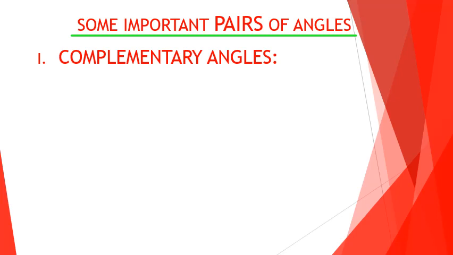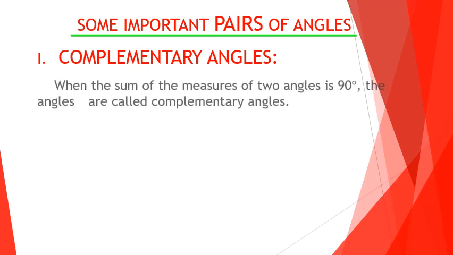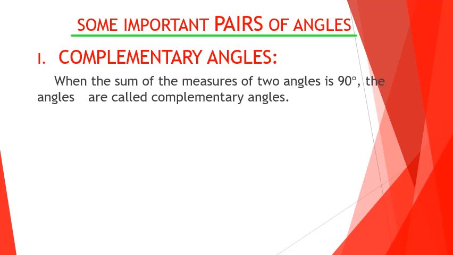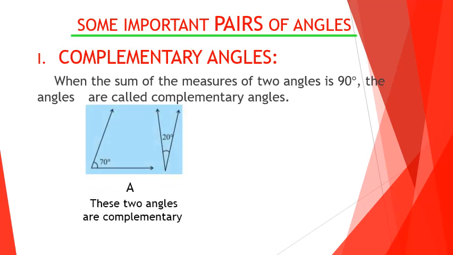Our first one is complementary angles. Let's see what is meant by a complementary angle. When the sum of measures of two angles is 90 degrees, then the angles are called complementary angles. Here the figure is given. One angle measures 70 degrees. The other angle measures 20 degrees. What is the sum of these two angles? Yes, 70 plus 20 is 90 degrees. So the given figure is an example of complementary angles.